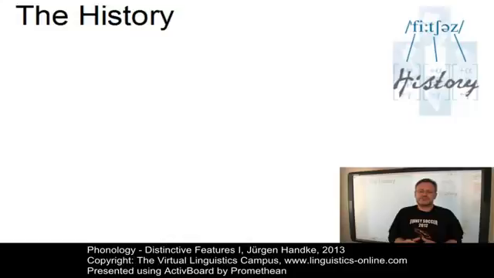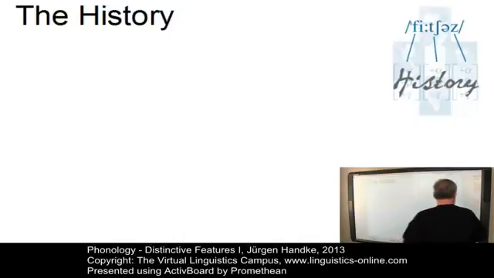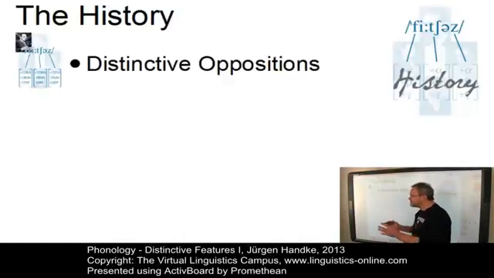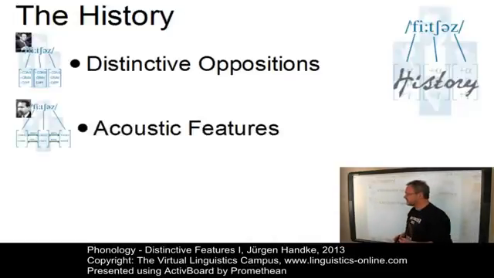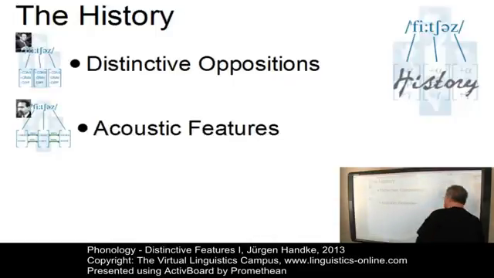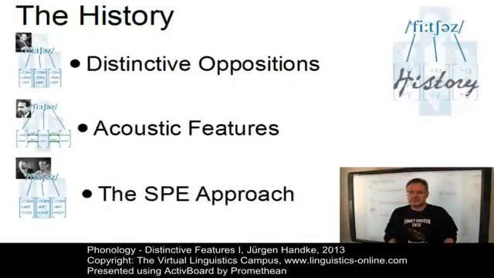There are three main approaches that have influenced the definition of distinctive features. The first is the theory of distinctive oppositions, which goes back mainly to the Russian phonologist Nikolai Trubetskoy. The second is an acoustic approach, which was first introduced by the Danish linguist Roman Jakobsen. And then there is the approach introduced by Noam Chomsky and Maurice Halle in their influential book The Sound Pattern of English. Let us look at these approaches in detail.